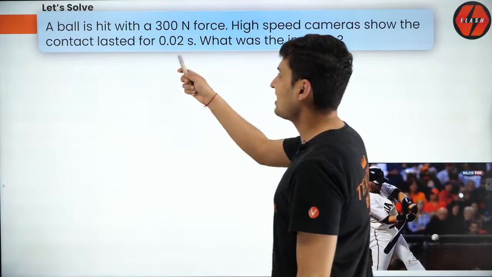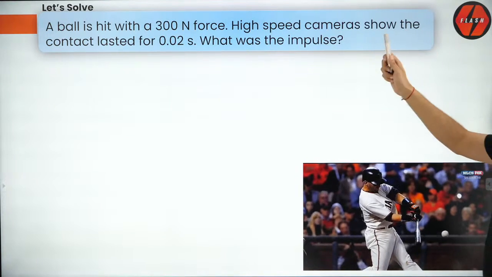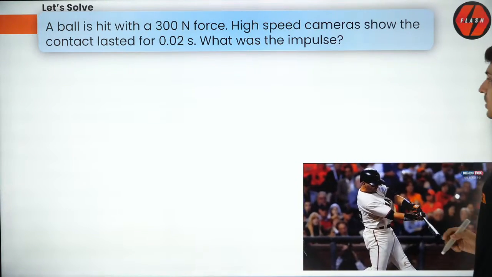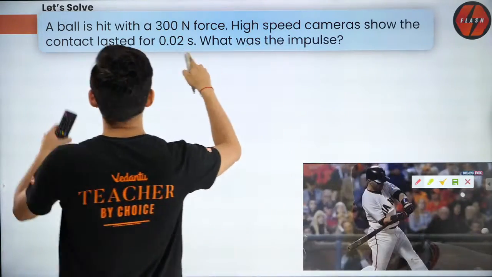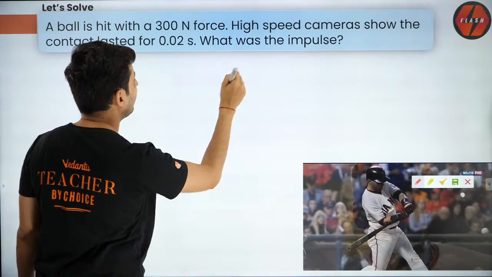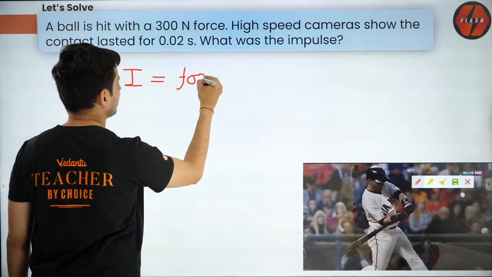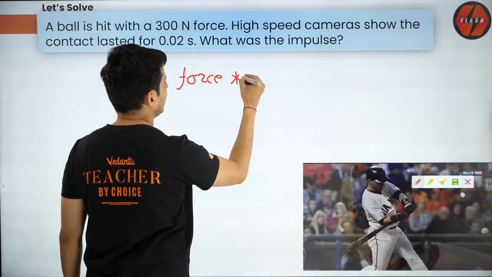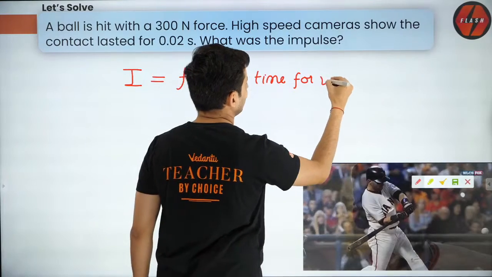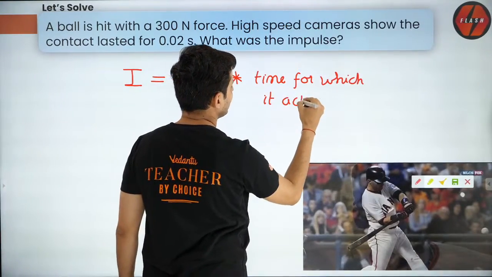All right, so let's start. A ball is hit with a 300 Newton force. High speed cameras show the contact lasted for 0.02 seconds. What is the impulse? So the force is 300 Newton, and time is also given. We just saw impulse is nothing but force multiplied by the time for which it acts.